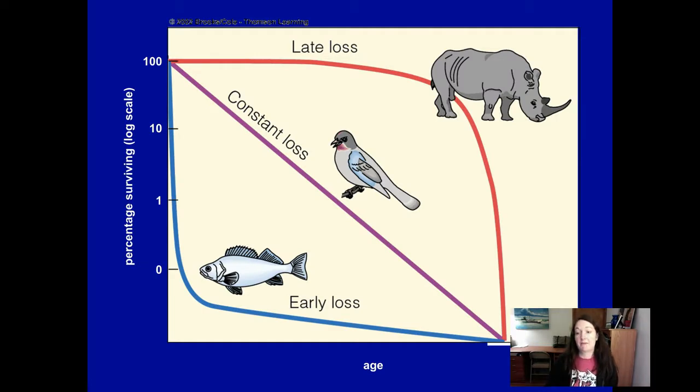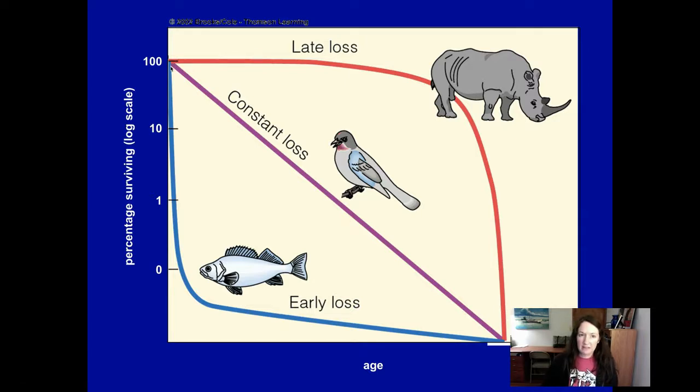Here is the graph that I was talking about. So the K-selected species, like us, the larger animals, they tend to have late loss of life. So you're born, and most individuals survive, and then it crashes at the end when you're in old age.